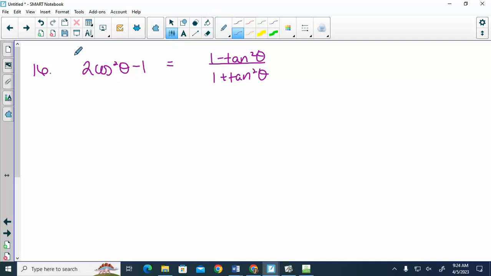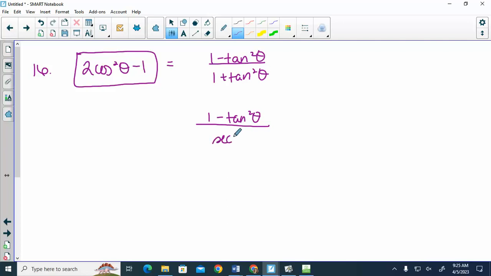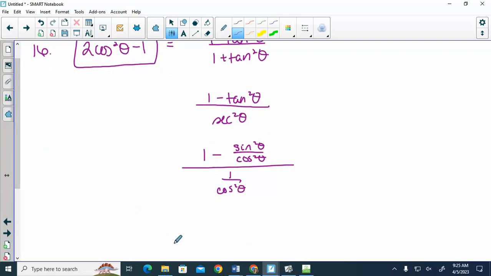If you had worked it the other way, what would you do over here? So the denominator, the 1 plus tangent squared, is secant squared. And then, for lack of anything else to do, we could change to sines and cosines. Tangent squared would be sine squared theta over cosine squared theta. Secant squared would be 1 over cosine squared theta. How do you divide fractions?